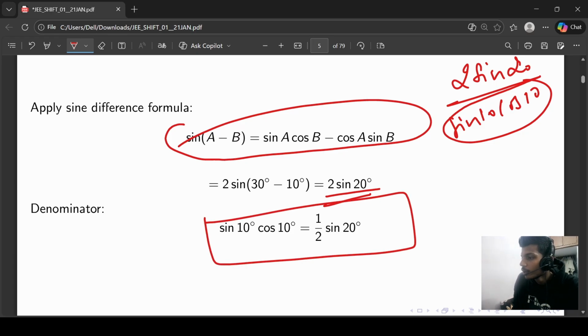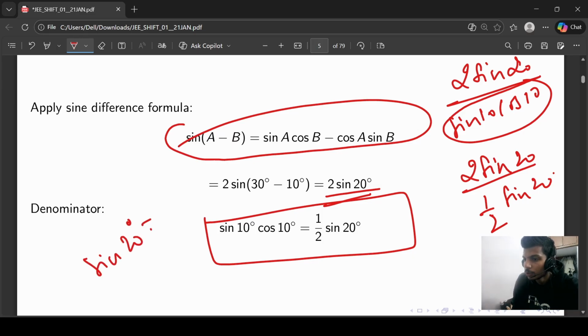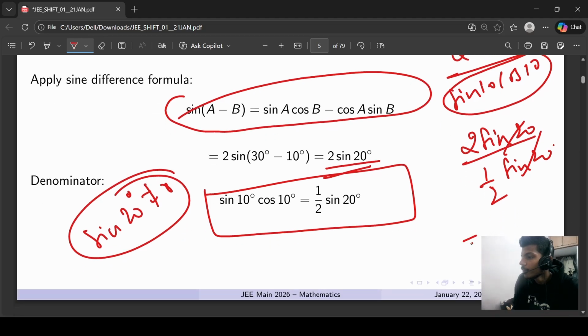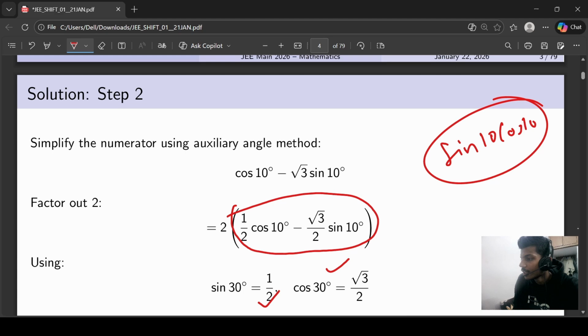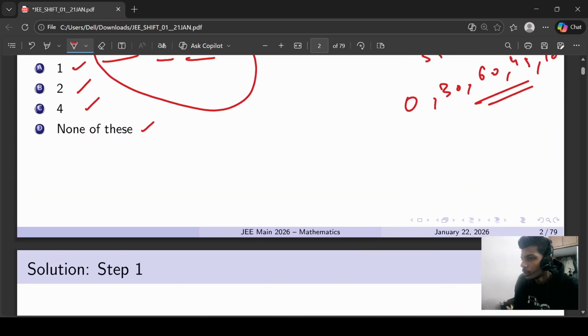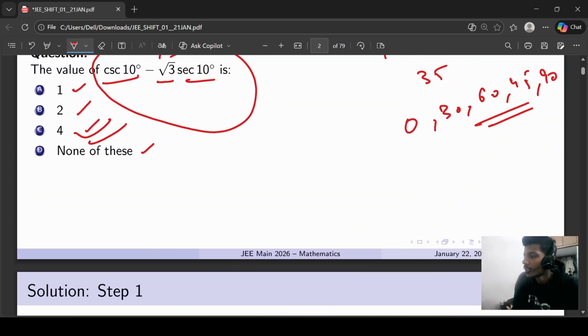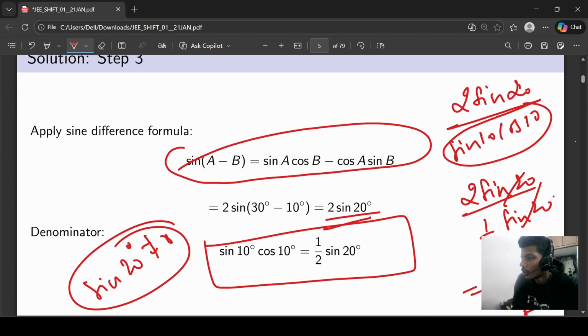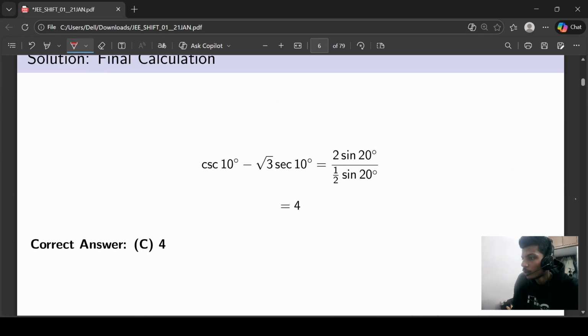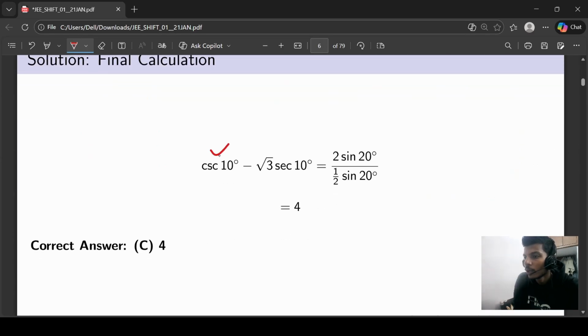Simple. So what we have is 2 times sine of 20 divided by 1 by 2 times sine of 20. We know very well that sine of 20 will not be 0, so we can cancel out each other, and what I get in the end is 2 into 2, that is 4. So which option is correct, guys? Option number third is correct, we get 4 as the answer. Final calculation: cosecant of 10 minus root 3 secant of 10 will give us this.